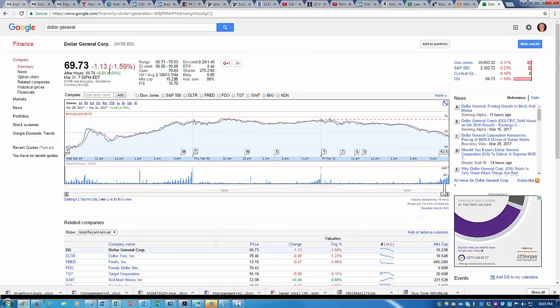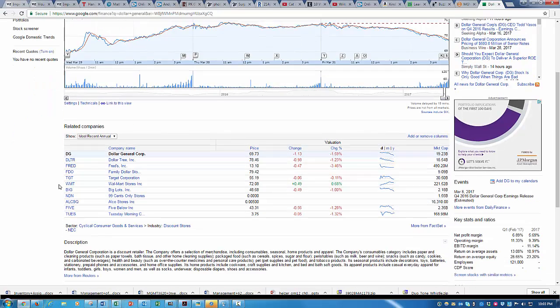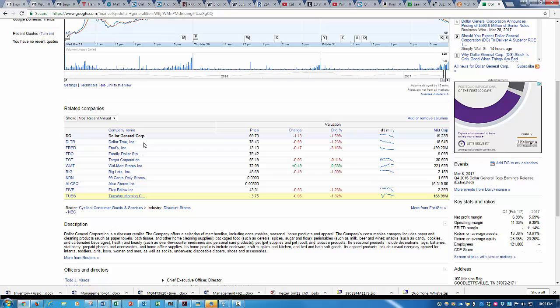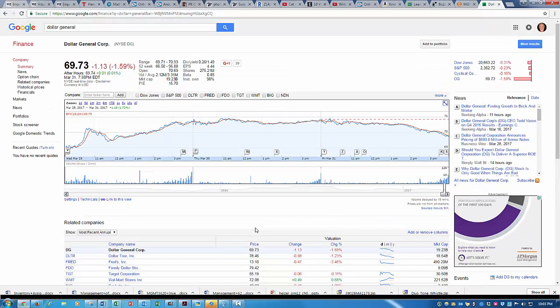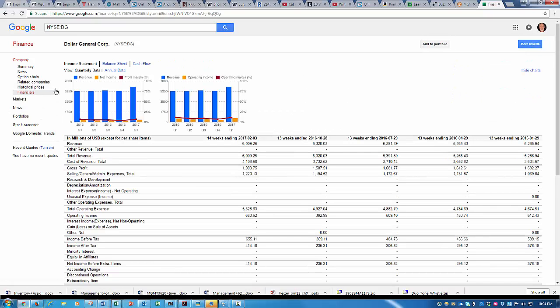But first, we've got a summary page here which shows the last day's financial performance, stock price performance, related companies down here, which we'll come to later, and a brief description of what your company of interest does, what their business is and who their market is. So this could become useful when we go to writing our report. But first, let's find the information we need to make the calculations.